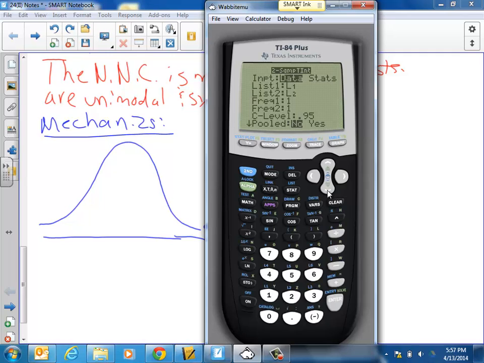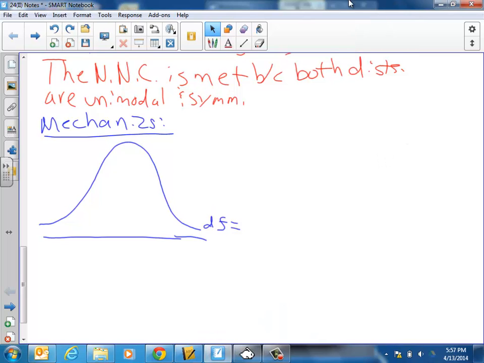Pooled, we are not going to pool in this class. I thought about introducing that. It's a fairly rare thing that we would want to do, and I'll get to why we don't here in just a second. Let's calculate that and see how many degrees of freedom it tells us we've got from the data. So 7.62. All right, we need that later to find the critical t-score. All right, so we've got the degrees of freedom.